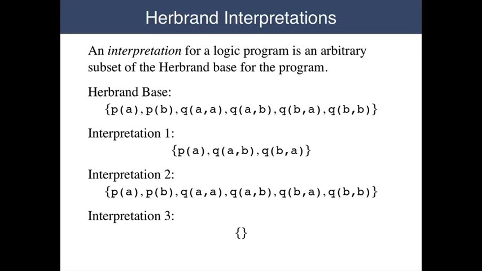A Herbrand interpretation is an arbitrary subset of the Herbrand base for a program. Intuitively, we can think of the Herbrand interpretation as a listing of the atoms that are true in that interpretation, with the sense that those that are not in the interpretation are considered to be false. Given the Herbrand base we just saw, here are 3 different interpretations. Since there are 6 atoms in the Herbrand base, there are 2 to the 6th, or 64 distinct interpretations. Here we've just listed 3 of them.